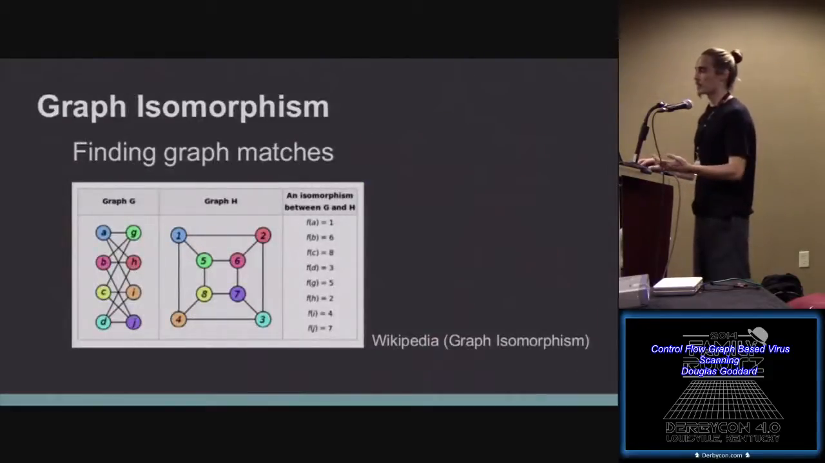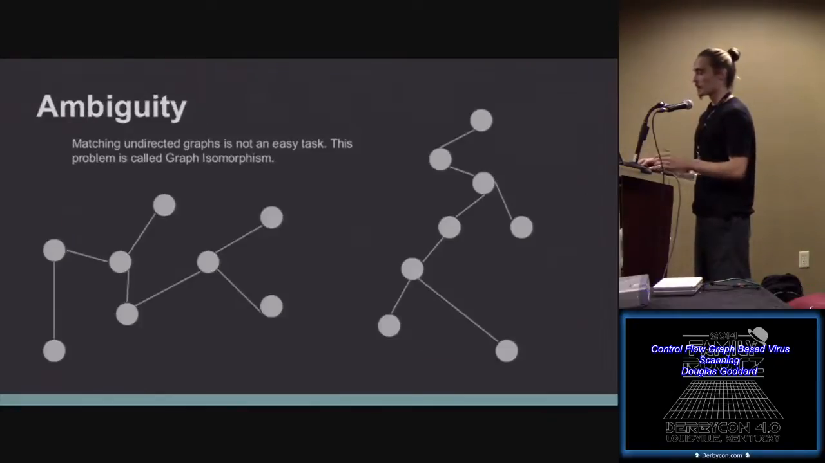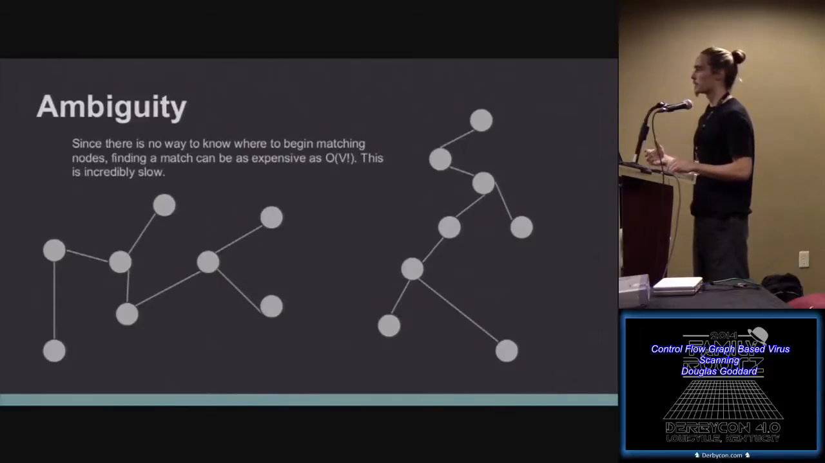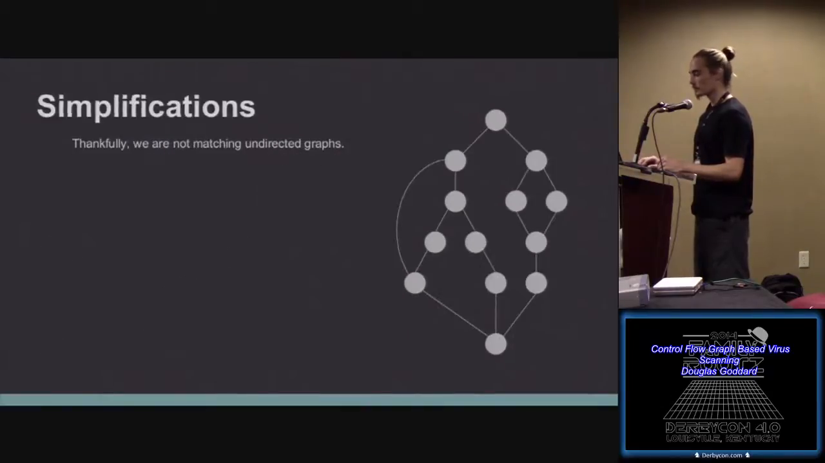The term graph isomorphism just means finding a match in graphs. I was going to put a definition here, but that's all it boils down to. You want to match graphs. When you're matching undirected graphs, it's really hard to do. If they have no attributes, there's no place to start, and trying to find that match can be as expensive as factorial time. And our personal computers could probably handle 20 vertices for a factorial time algorithm before they start slowing down a lot. Thankfully, there are simplifications in control flow graphs.